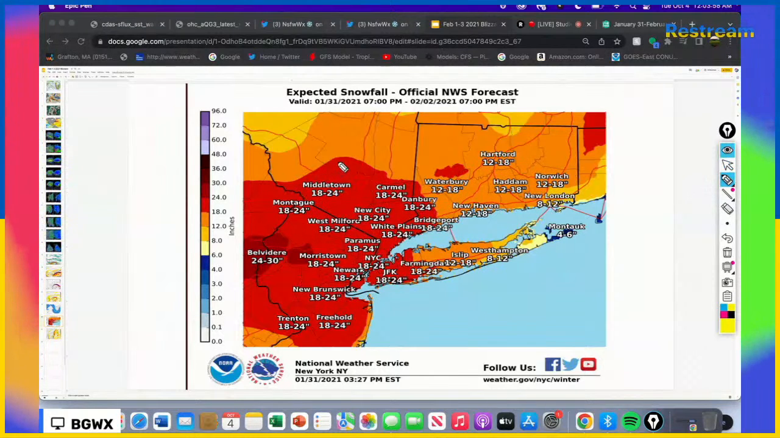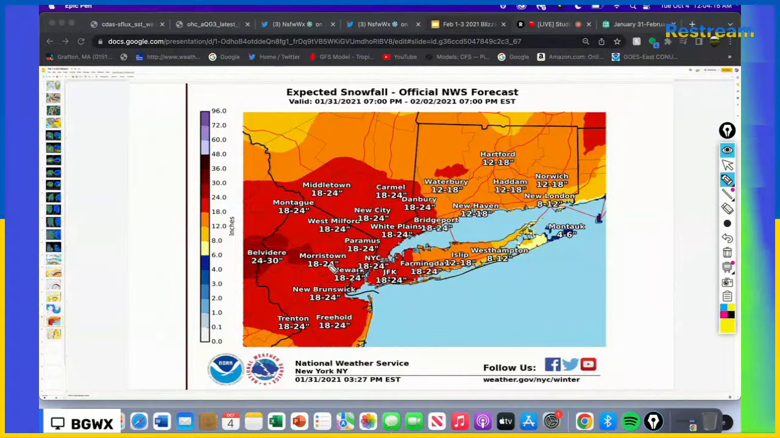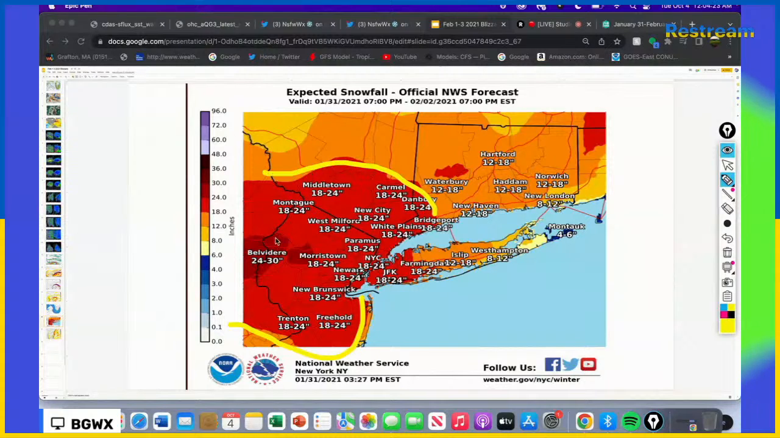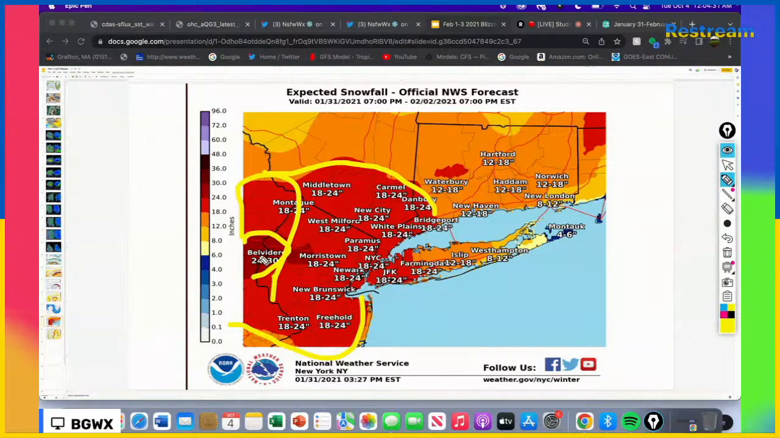But they did a decent job with this too. Maybe a little bit too far with some of these 18 to 24s, but they had a decent idea. I even went farther than this with the 16 to 24. I think I did something like that. But this was big. They were advertising, they saw the potential too. 18 to 24 plus, and they kind of nailed this 24 to 30 area. I think it was all in here or whatever. This was their 24 to 30 area.